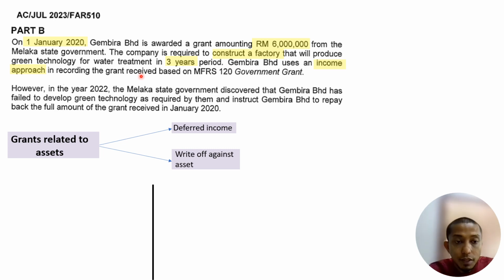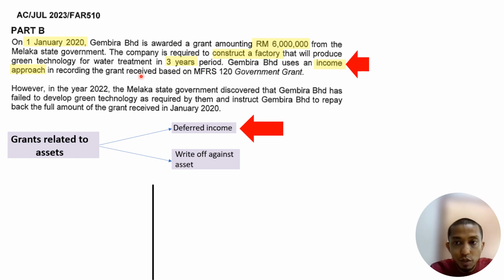However, in year 2022, the Malacca state government... This question uses the income approach, so we go for the deferred income method.